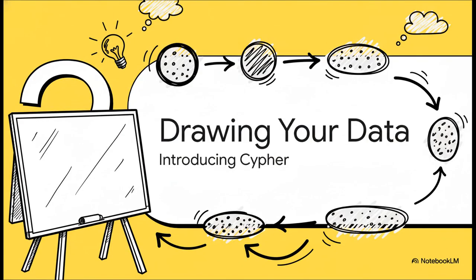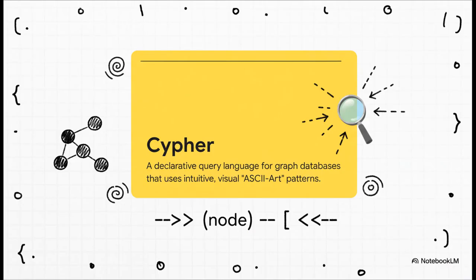And honestly, the best way to get it is the whiteboard analogy. When you're trying to explain a connected system to someone, you grab a pen, you draw circles for the things, and you draw arrows between them to show how they're related. Cypher basically lets you do that exact same thing, but with text on your keyboard. Now, the official definition is that Cypher's a declarative query language for graph databases. But forget the jargon for a second. The key phrase here, the one to remember, is ASCII art. It literally uses these simple visual patterns made out of characters to describe the shape of the data you're looking for. It's just so intuitive.